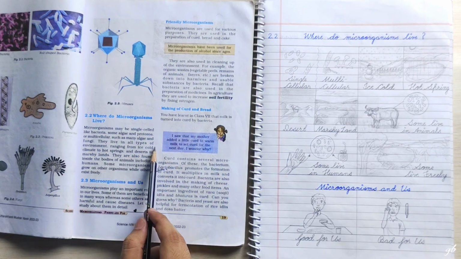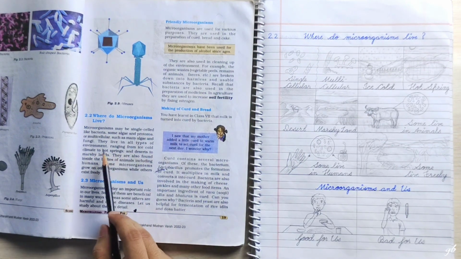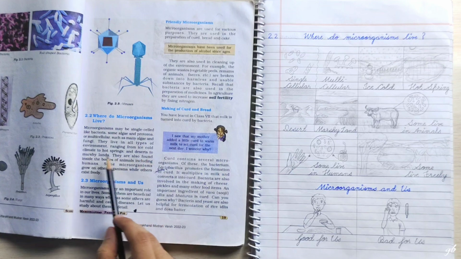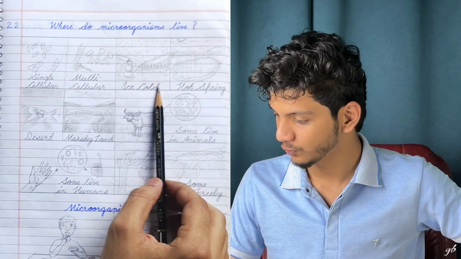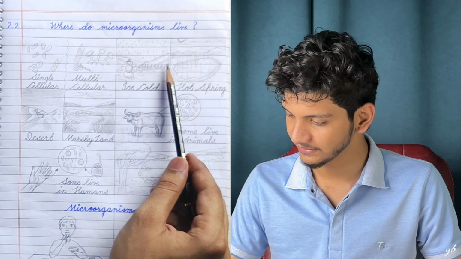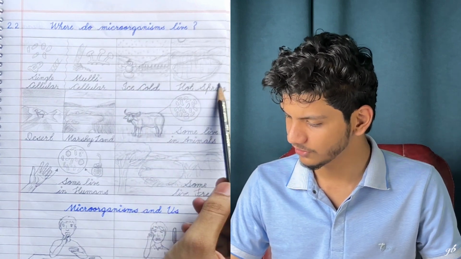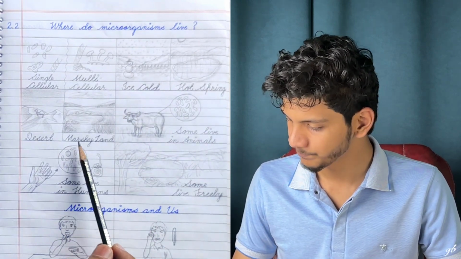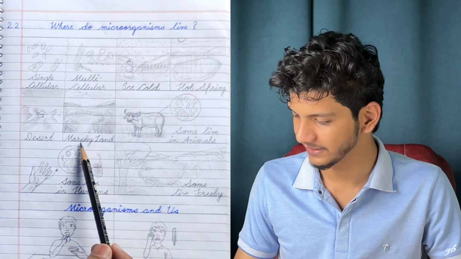They live in all types of environment, ranging from ice cold climate to hot spring and desert to marshy lands. Here is the ice cold environment. I have drawn a snowman to portray that it's an ice cold environment. I have drawn a hot spring. I have drawn a desert. I have drawn a marshy land as well.